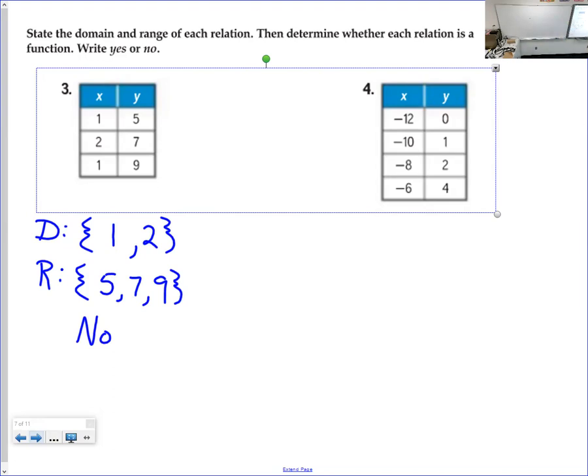Function for the second one? Yes, right? Domain is just: negative 12, negative 10, negative 8, negative 6. Range: 0, 1, 2, 4, right?